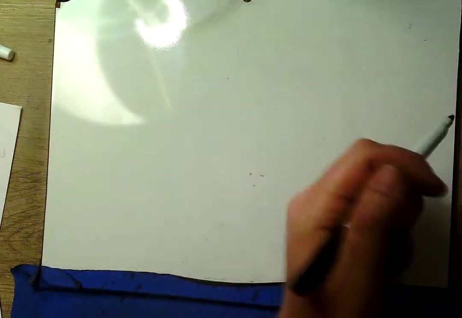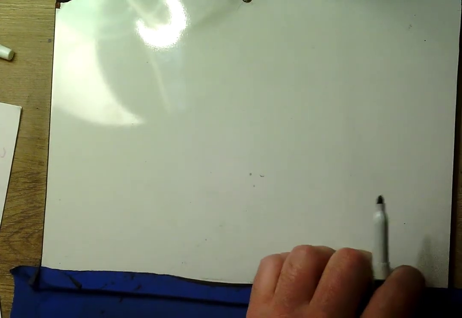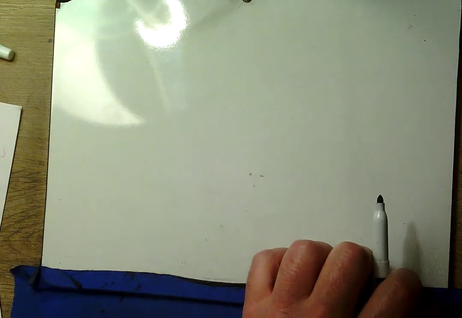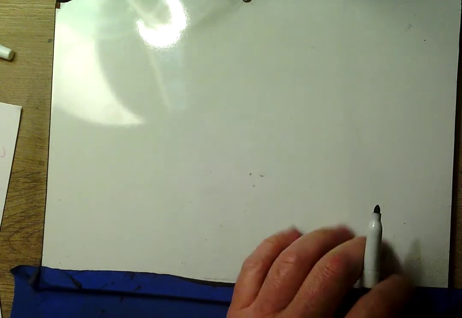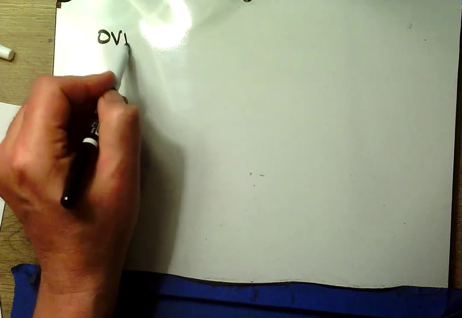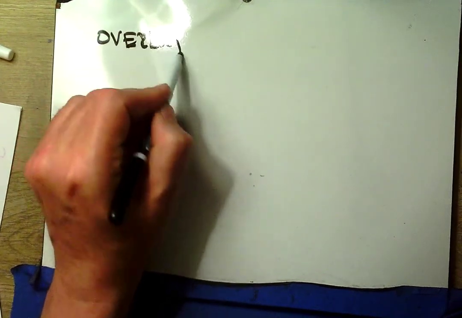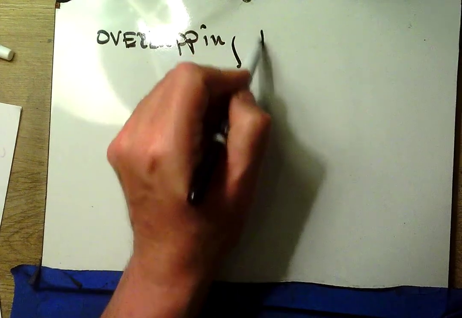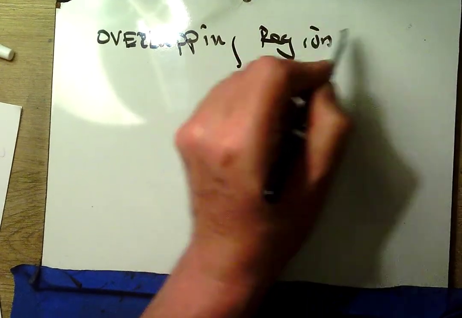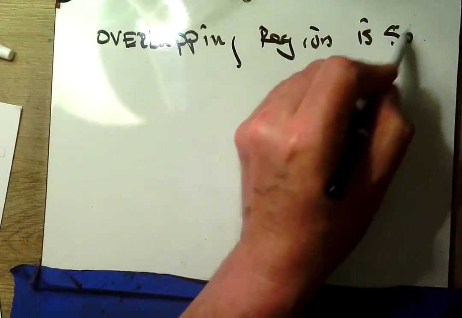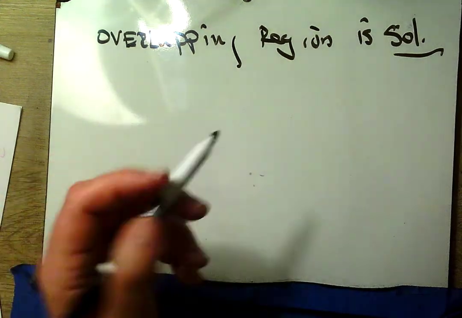Okay, so now let's do a system. For a system of equations, the point of intersection is the solution. Well, for systems of inequalities, the overlapping region is the solution. Okay? And so here's what I mean.